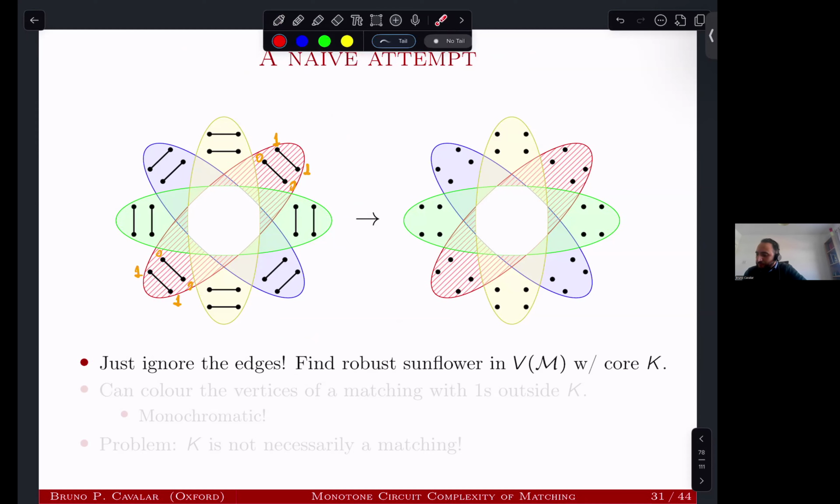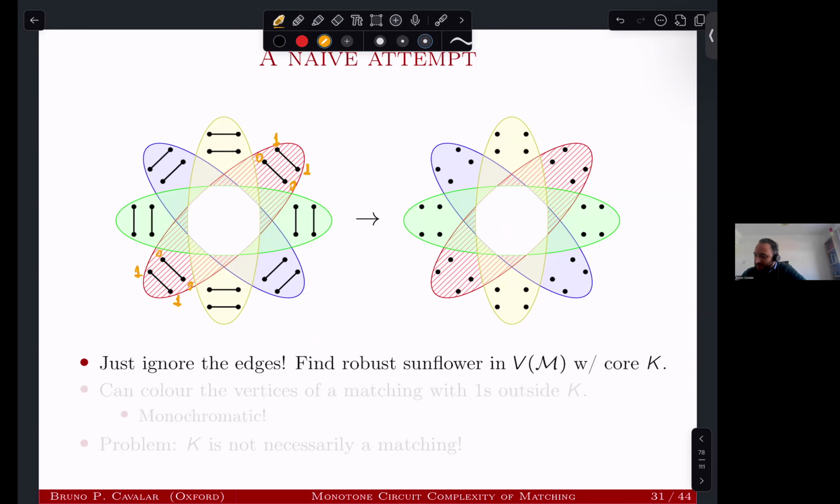You could just ignore the edges and find a robust sunflower in the vertex set of the matchings, and you're going to find some core K, right? What is the problem with this? Let me just say before why this looks promising, because if you color everything with ones in the vertices with just finding a robust sunflower, everything's going to be color 1, right? Everything's going to be color 1, and that's even more than you want. You just wanted monochromatic, and now you're getting everything ones. That's even nicer.